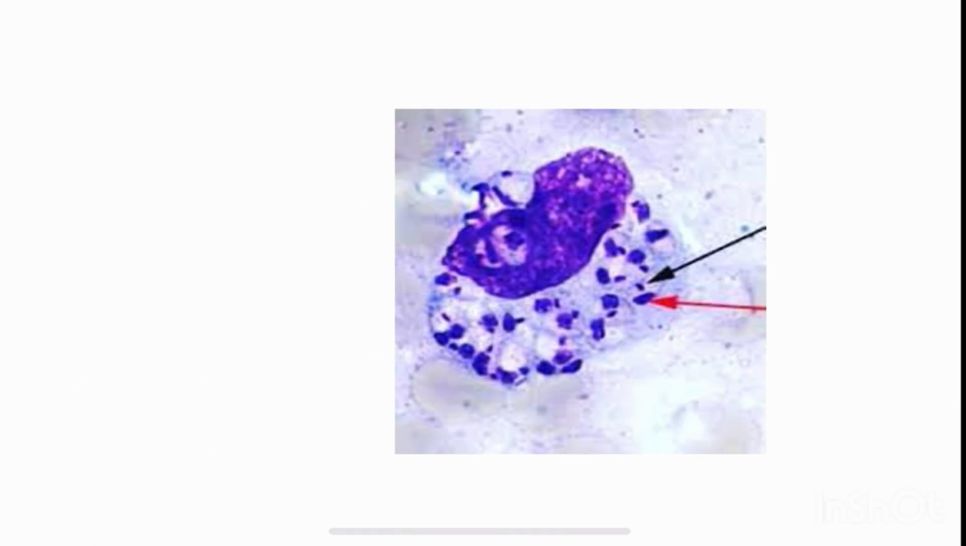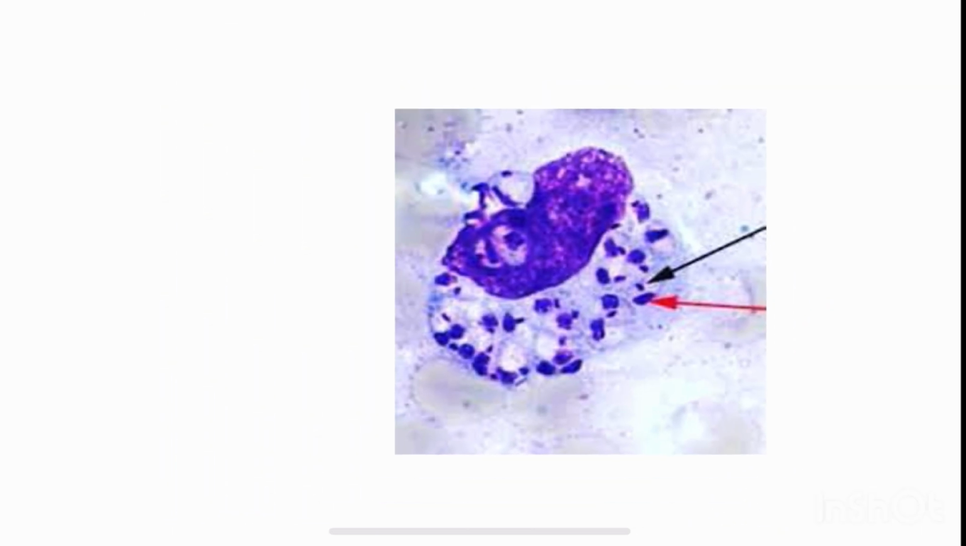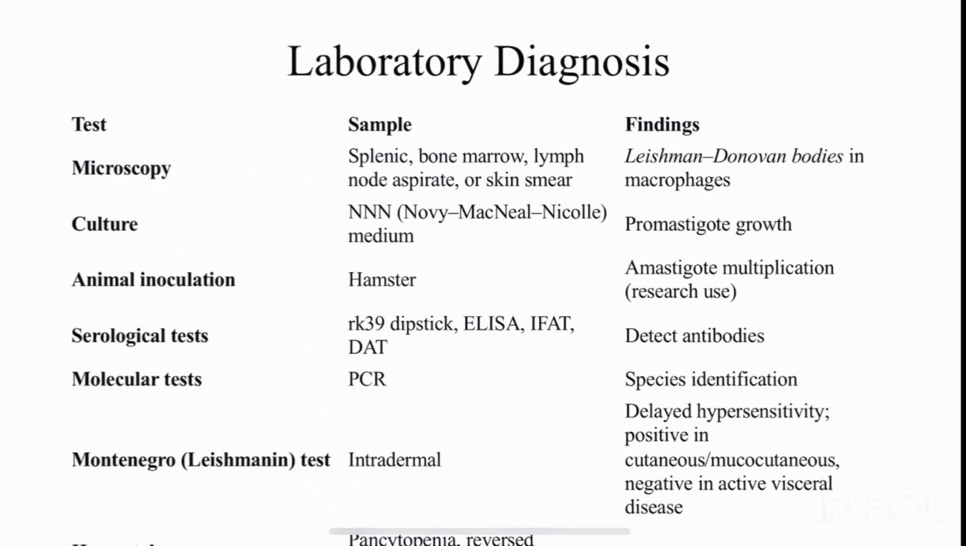So what is a Leishman-Donovan body? Let's see. Over here you can see a microscopy slide where there is a macrophage, and within the macrophage there is the presence of the amastigote form of the protozoa, which is pointed out over here. This presence of the amastigote form inside the macrophage is known as Leishman-Donovan bodies, which will be seen on the sample obtained from spleen, bone marrow, or lymph node.